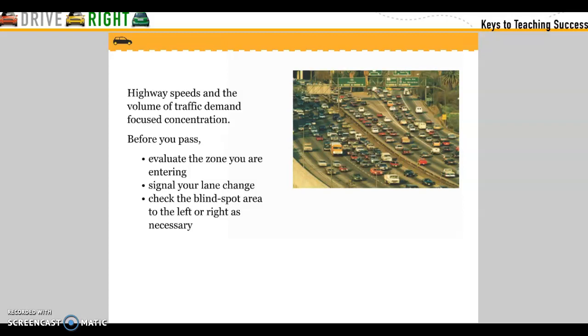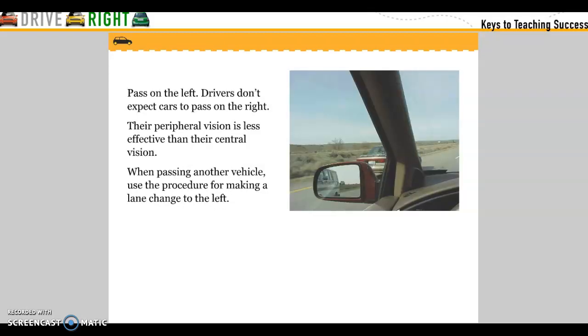Signal your lane change. Check the blind spots, areas to the left and right as necessary. Pass on the left; drivers don't expect cars to pass on the right. Their peripheral vision is less effective than their central vision. When passing another vehicle, use the procedure for making a lane change to the left.